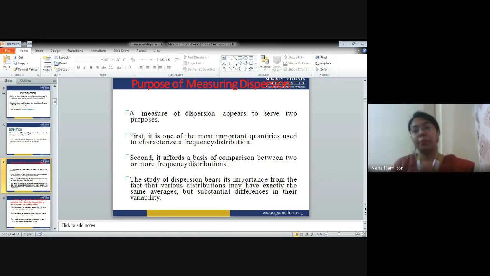See, if you have to compare frequency distribution between two populations, how will you go about it? The only way is to measure the dispersion, the amount of dispersion the first population has, and the amount of dispersion the second population has. Right? This is the only way through which you can understand or you can define or compare the frequencies of the two populations. One of the most important qualities to characterize a frequency distribution and also to compare the frequency distribution between two populations.